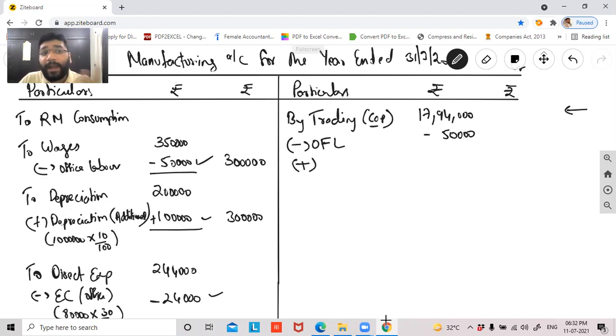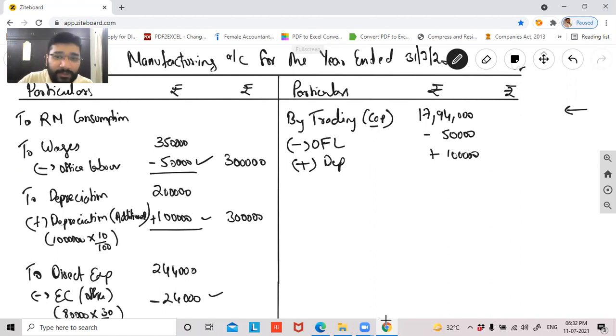Guys, on the debit side, you added 1 lakh rupees and increased your expenses to the extent of 1 lakh rupees. If depreciation increases, can I say your cost of production also will increase? Depreciation is an expense. If expense increases, cost of production also should increase. So add depreciation, 1 lakh rupees. Whatever changes you have done on the debit side, same changes on the credit side, because ultimately, whatever you did on debit will have to reflect on the cost of production.